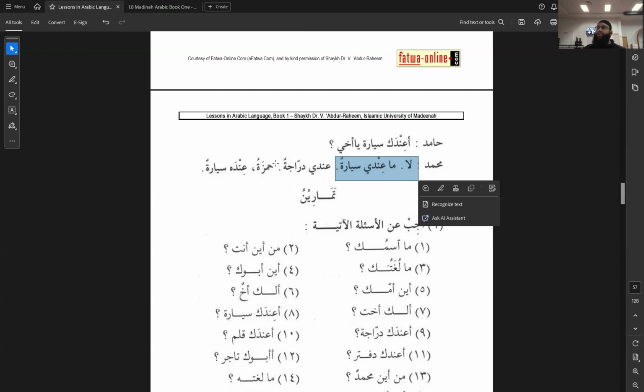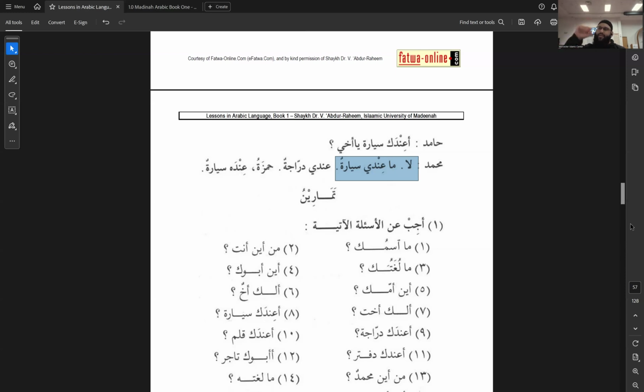Then he says عندي دراجة. I have a what? دراجة is bicycle. Then he ends the sentence حمزة عنده سيارة. Hamza, almost. Hamza, what is it? عنده سيارة. You can say he has, but there's one word that's missing when you translate it. Hamza, he has a car.